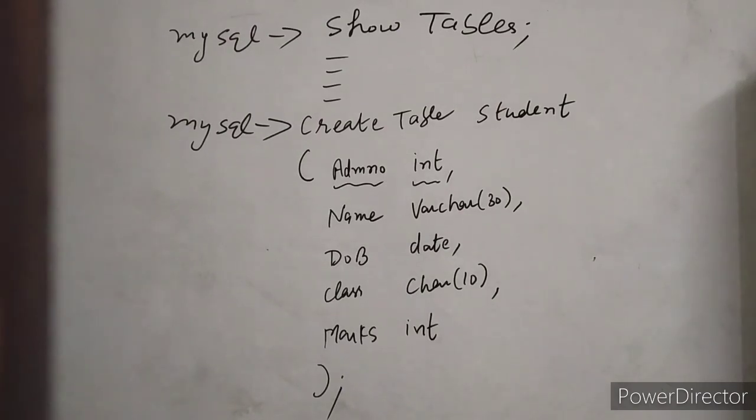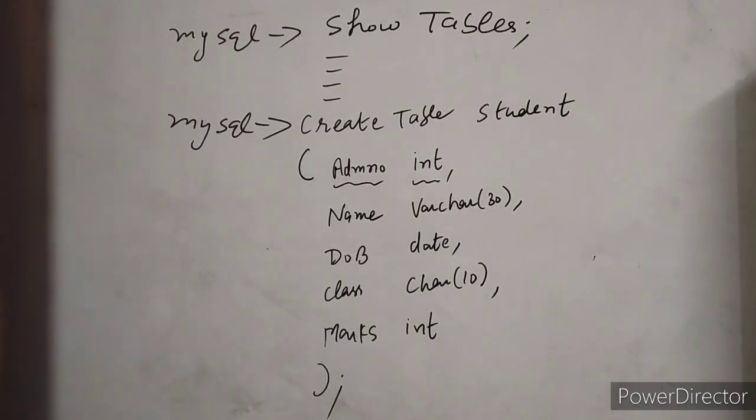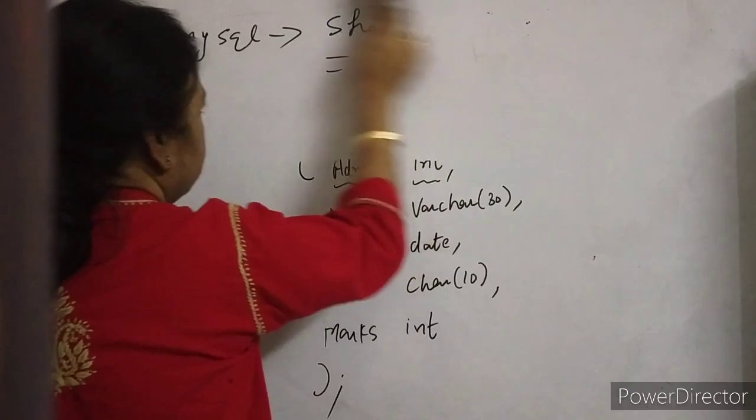Now next command. How many commands have you studied till now? Make a list. First is create database. Second is use. Third is show databases. Fourth is select database brackets, which displays the name of the current database. Fifth command is show tables. Sixth command is create table student. Till now you have covered 6 commands of MySQL. Now I am discussing the seventh command with you.